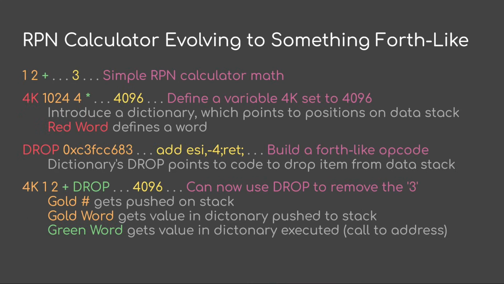Now what if we were to take that calculator and evolve it to something more Forth-like? We'll start with simple reverse Polish notation calculator math. And next we'll introduce a dictionary. The dictionary will point to positions on the data stack. For instance, in the second line here, we have a red word, 4K. That 4K word would be pointing to the next stack item. Next stack item, we can do some evaluations to come up with the number 4.